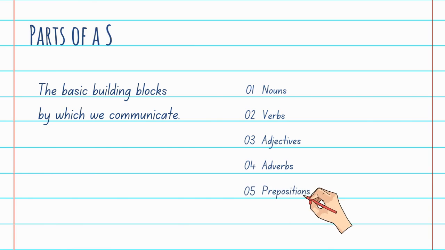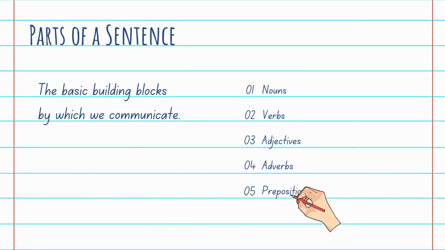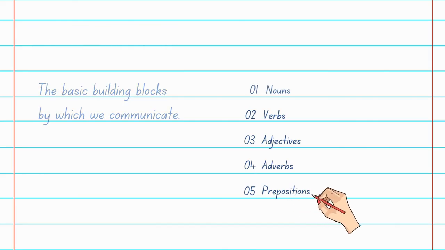So the first thing that we're going to talk about are the basic parts of a sentence. So words are what we pour our ideas into. They are containers and vessels for meaning to carry and communicate. So these basic building blocks are important to understand. You've got nouns, verbs, adjectives, adverbs, and prepositions.